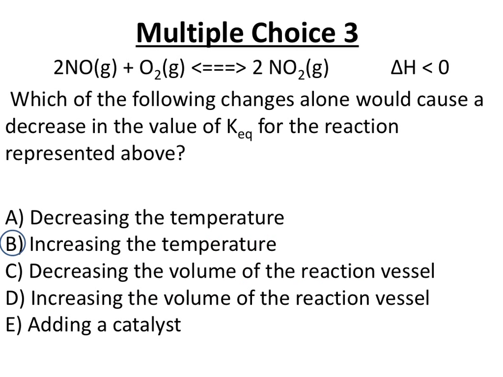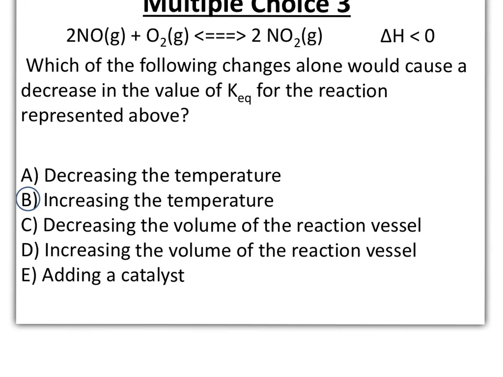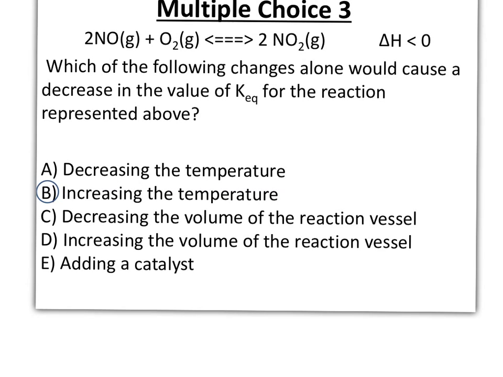Which of the following changes would cause a decrease in the value of K? That should be one of the easiest questions that you see right there. Because what is the only thing that can change K? Temperature. Not C, D, and E, automatically off. Now you have to kind of go back and pay attention. Which one would cause a decrease in K?